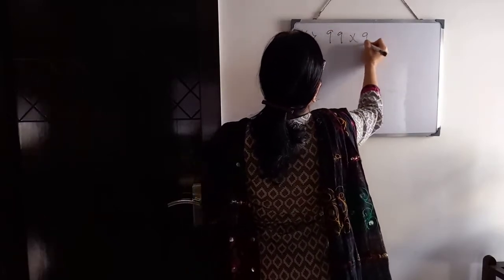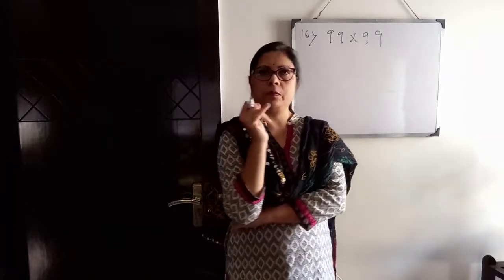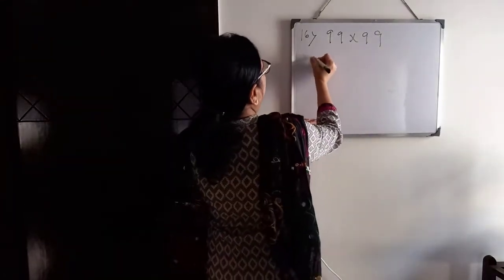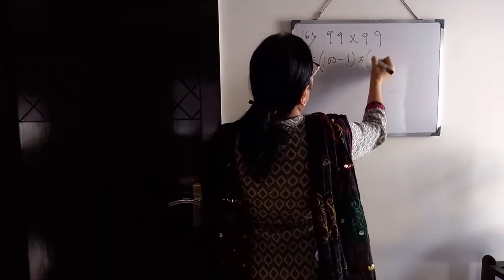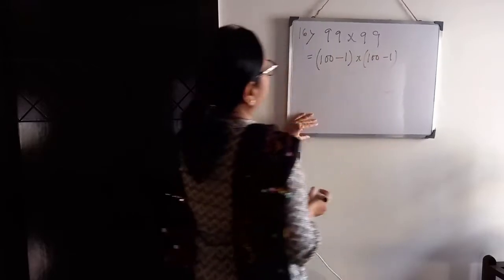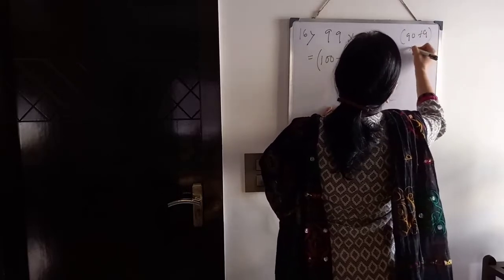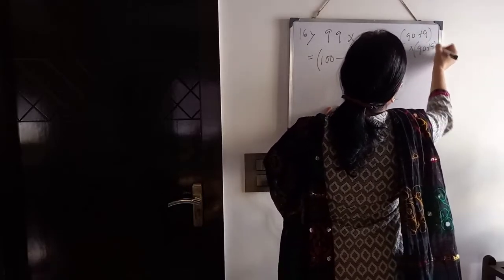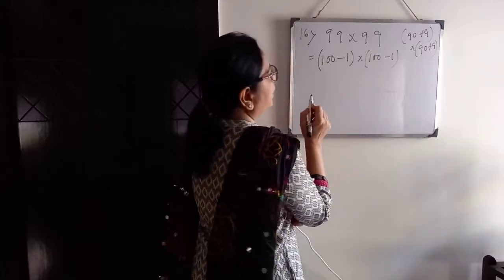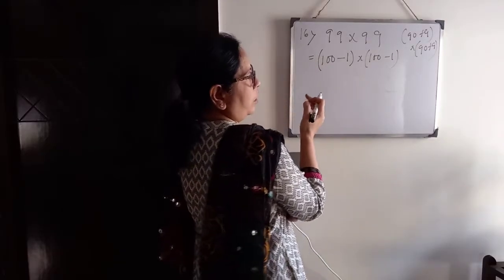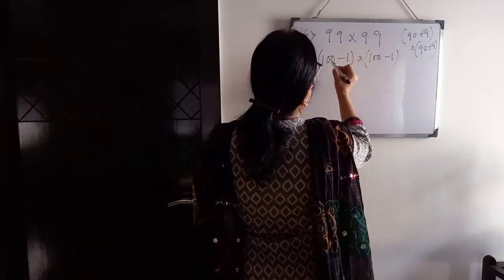99 into 99. Here, formula means either a plus b whole square or a minus b whole square. So 99, what can you write? 100 minus 1 into 100 minus 1. Now you see, here you can also write 90 plus 9 into 90 plus 9, but it will be a problem for you to calculate. 90, you have to multiply it again, and 9, when you calculate 90 whole square. And here, with 100 whole square, very easily we can calculate.